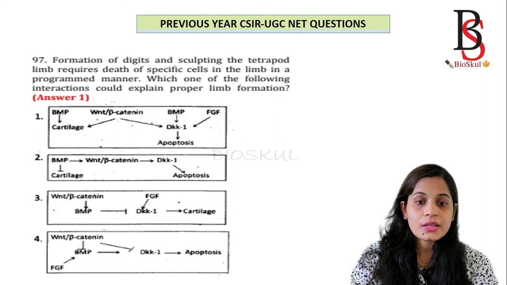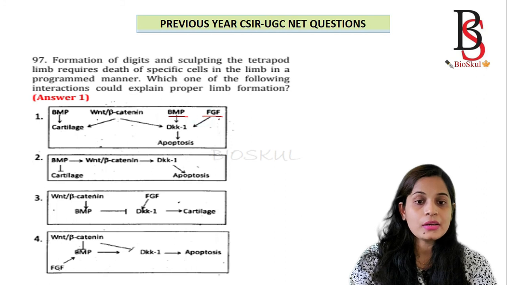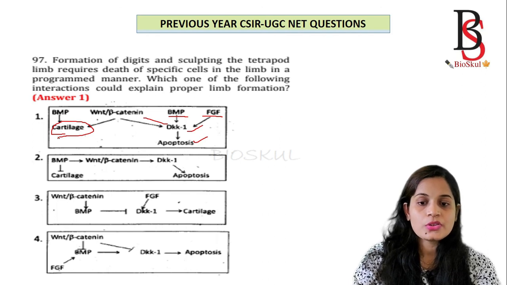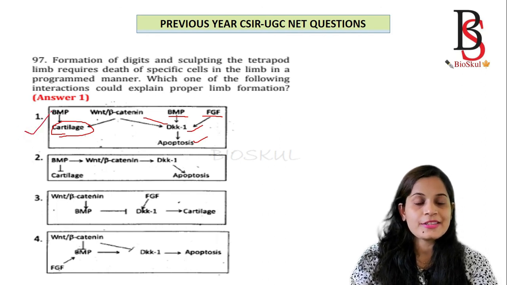So, the BMP in the presence of fibroblast growth factor will activate DKK1, and once DKK1 is activated, that leads to apoptosis, and this DKK1 also will inhibit the BMP. DKK1 also inhibits the Wnt and beta-catenin. Okay, once the Wnt and beta-catenin are inhibited, then it will form the cartilage. BMP also helps in the formation of the cartilage. So option 1 is the correct answer.